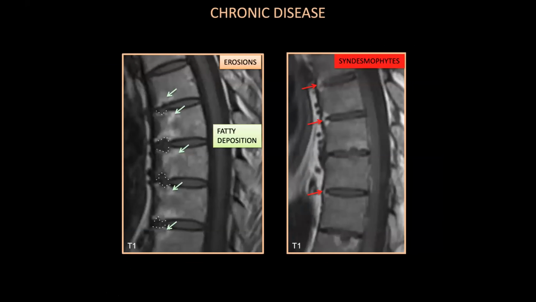In addition, MRI is also helpful to detect chronic bony changes. For example, here, erosions, fatty deposition, and syndesmophytes. And as I said earlier, patients that are treated with TNF inhibitors before the appearance of these fatty deposition and syndesmophytes show a slower rate of progression of radiographic disease.